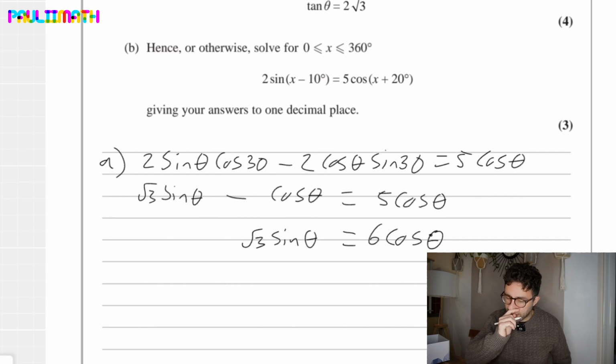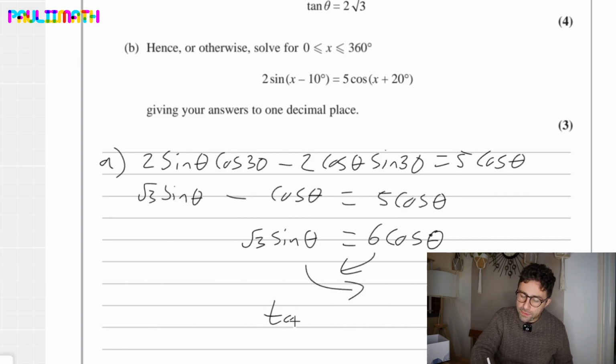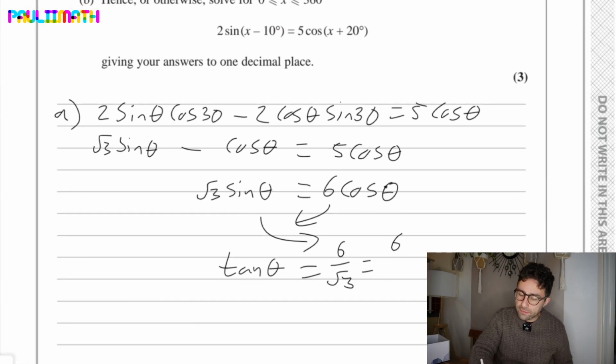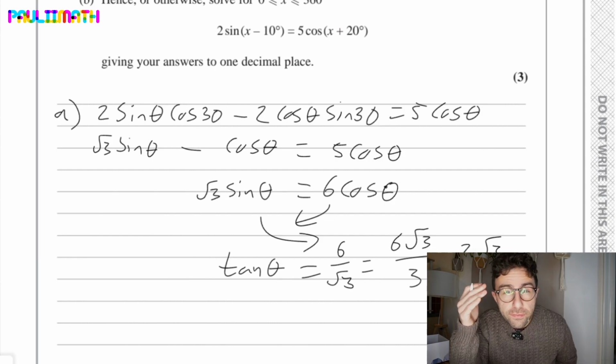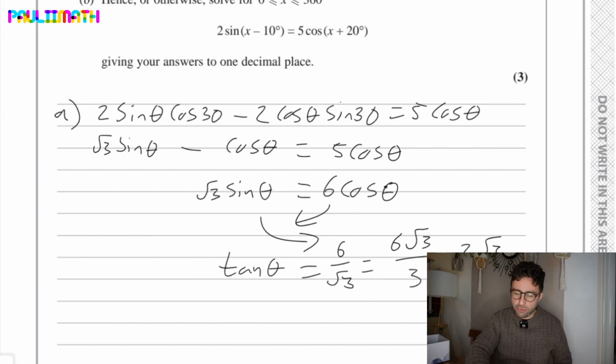And if for any sort of grand finale you want to divide both sides by cos, well yeah, if you divide by cos and divide by root 3, you'll get sine over cos is tan, so tan theta equals 6 over root 3, which is 6 root 3 over 3, which is 2 root 3. How did I do that last bit? Just with my third skills from yesteryear, times top and bottom by root 3.